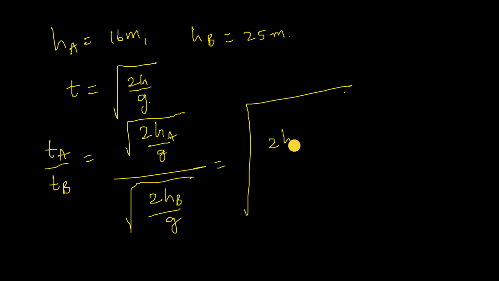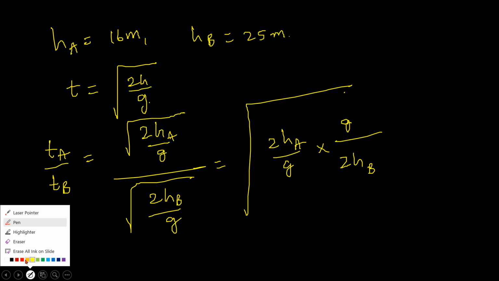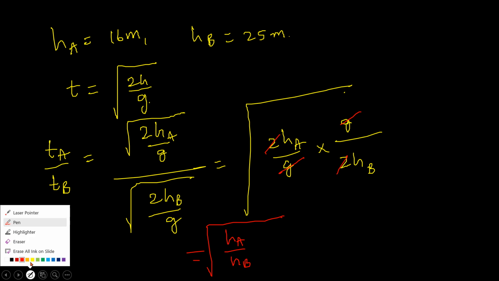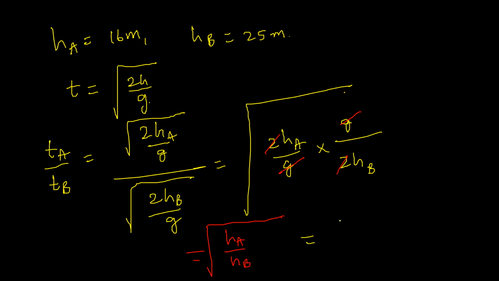So you can take 2ha by g into g by 2hb. So what terms will get cancelled? Here you can understand g gets cancelled, 2 gets cancelled. The remaining values are ha by hb. So then ha is 16 by 25, so we'll get the answer 4 by 5.